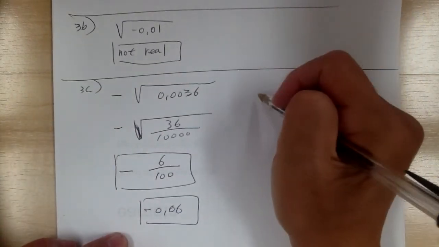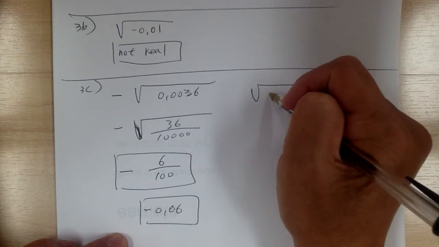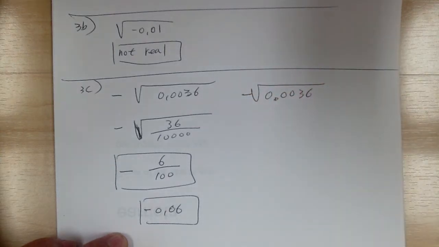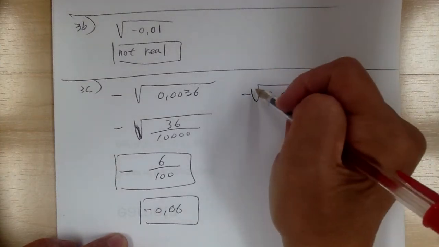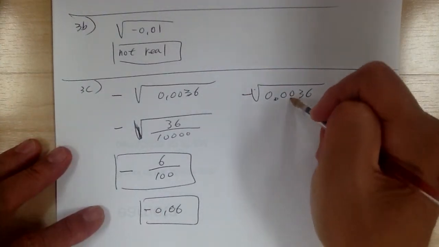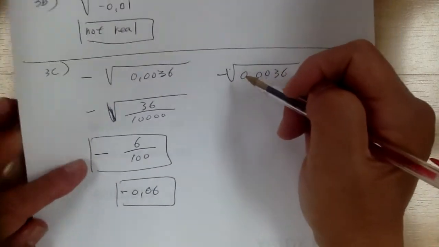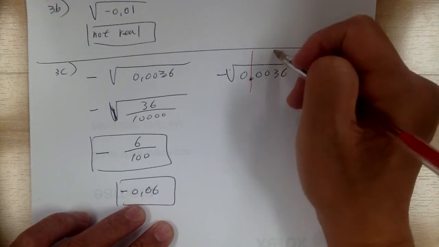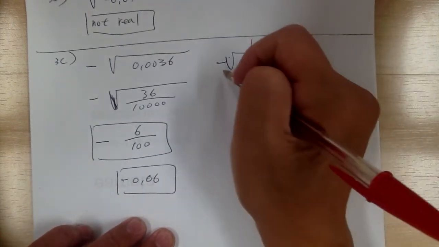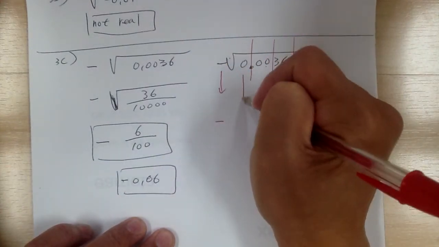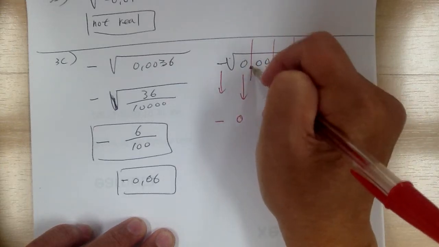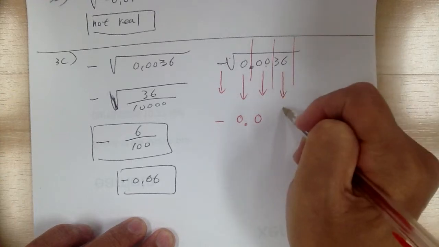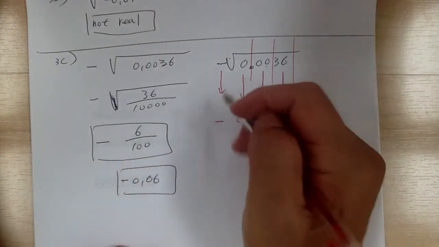Another way to do this method is you got 0.0036, right? Since the index is 2 over here, every 2 digits to the right can become 1 digit in the real number. So chop it up. Again, you have to start with the decimal point. Chop up into 2 digits. So the negative will give you negative. Square root of 0 will give you 0. And you got the decimal here. Square root of 0 gives you 0. Square root of 36 gives you 6. And again, you get the same answer.